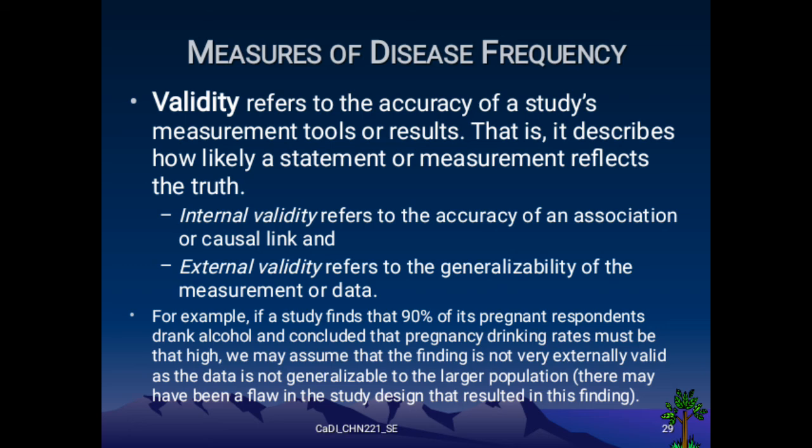Validity refers to the accuracy of studies, measurement tools, or results. That is, it describes how likely a statement or measurement reflects the truth. Internal validity refers to the accuracy of an association or causal link, and external validity refers to the generalizability of the measurement or data.